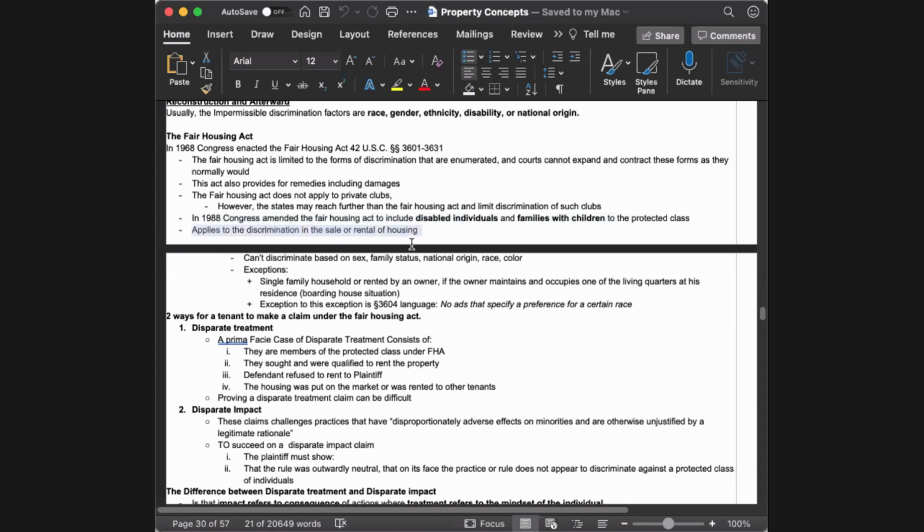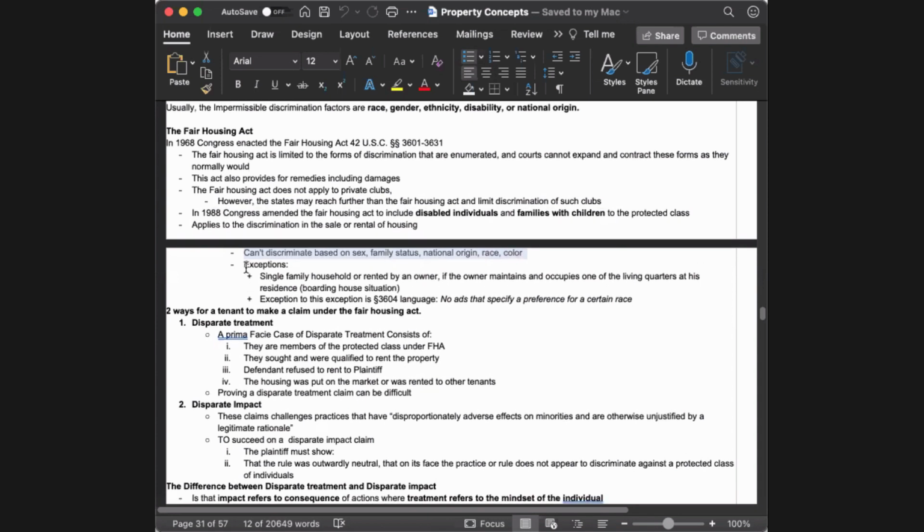So this applies to discrimination in the sale or rental of housing. Again, you can't discriminate on the basis of sex, family status, national origin, race, or color. Disability is also included in that. There are some exceptions: a single family household rented by an owner.